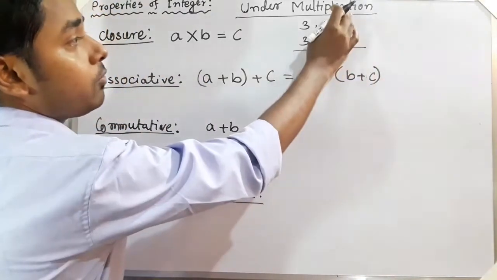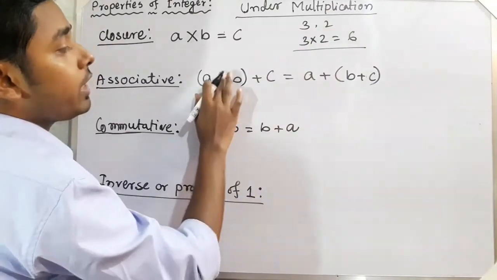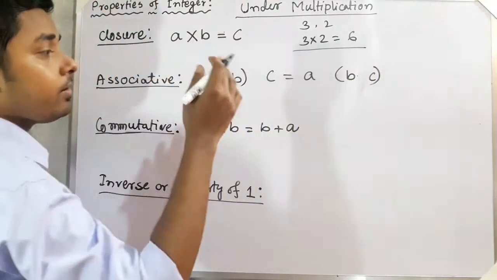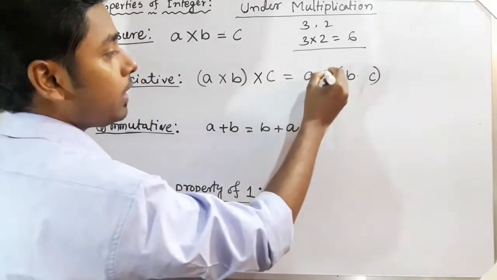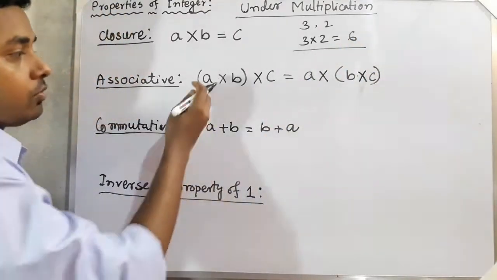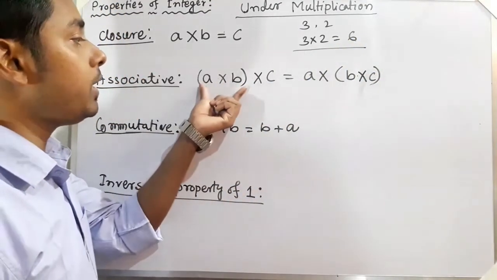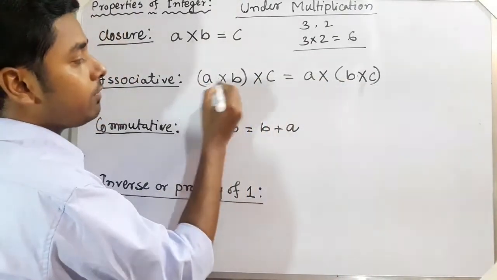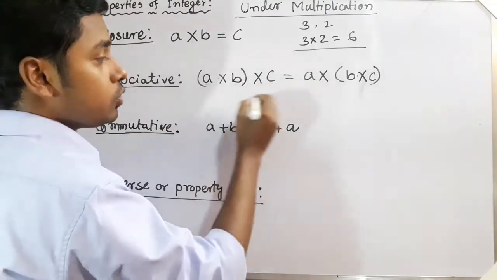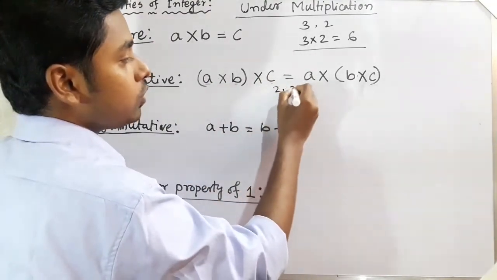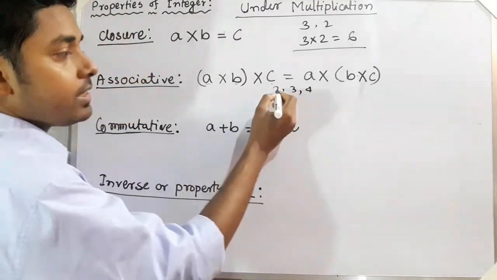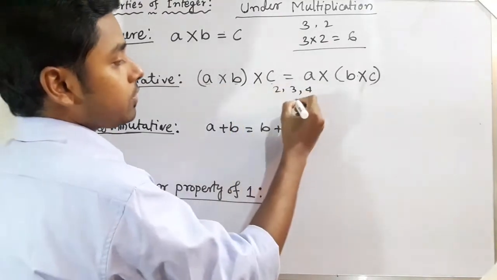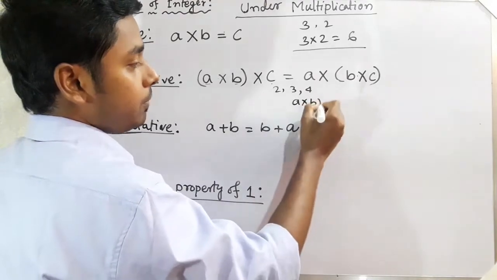Okay, now the associative property, same thing we have to do. The structure will be the same, but whenever we are talking about multiplication, we have to change the sign only here: multiply, multiply, multiply, and multiply. Same property: a into b into c is equal to a into b into c grouped differently. We have to take 3 integers to check this property. Suppose we are taking 2, 3 and 4. a is equal to 2, b is equal to 3, and c is equal to 4. So first of all, a into b into c.